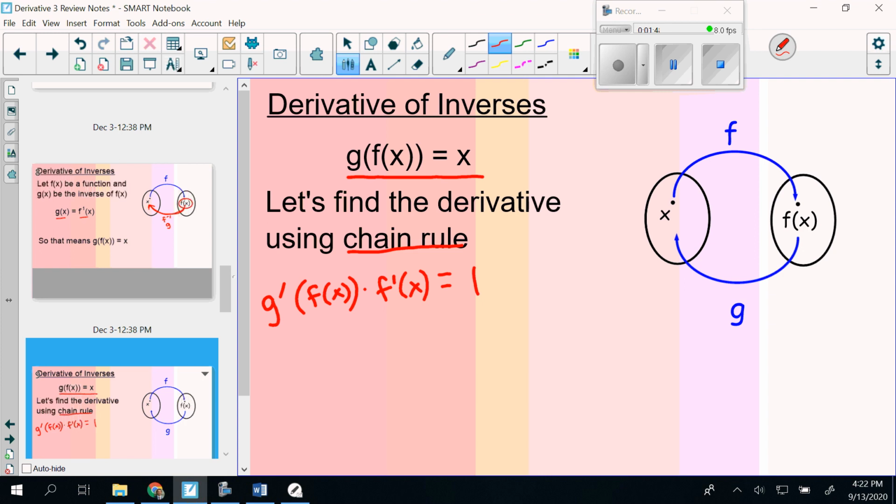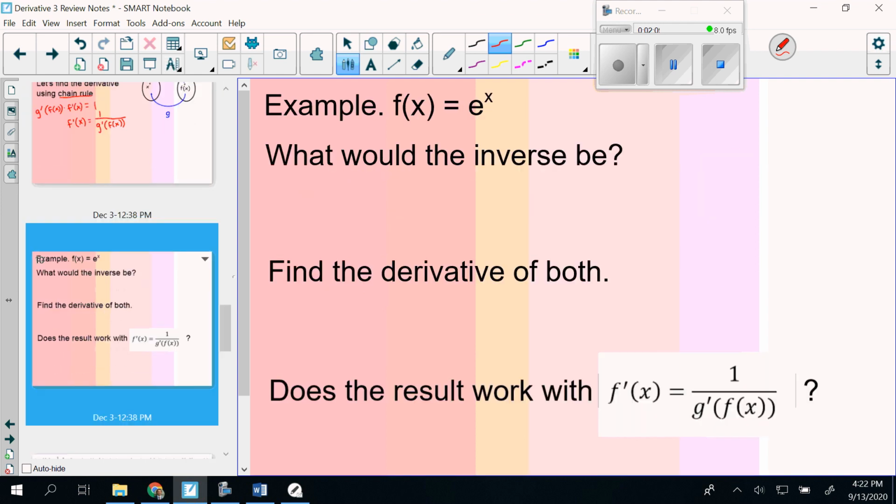Okay, so that statement should be equivalent then. What's useful then is we know if we divide now that the derivative of f would be equal to 1 over g prime at f of x. And that process is one we're going to use when trying to find the derivative of an inverse function.